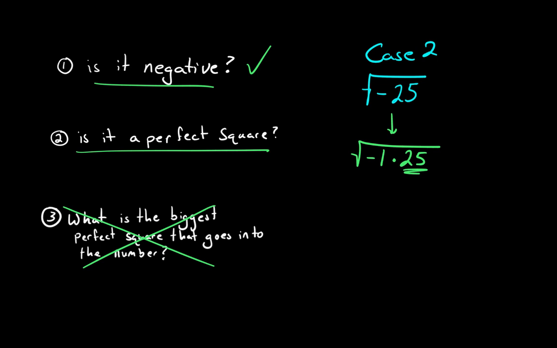And now we just square root each of the bases, or each of the factors. So we're going to have the square root of negative 1, which is i, and the square root of 25, which is 5.